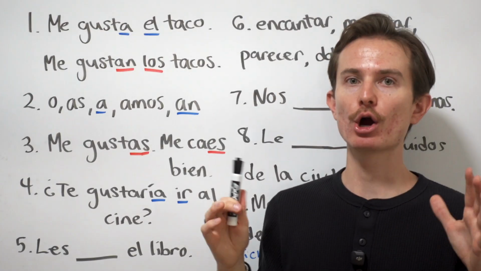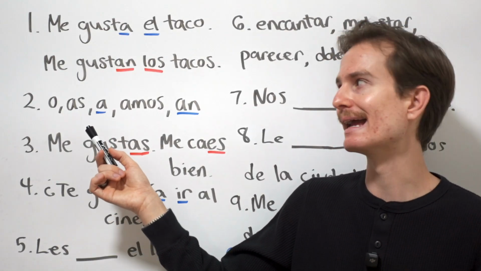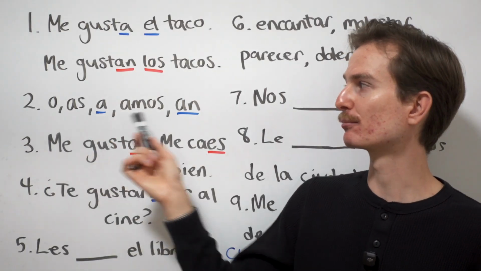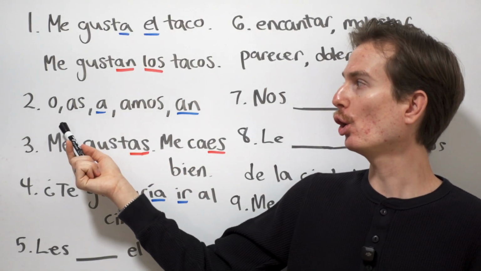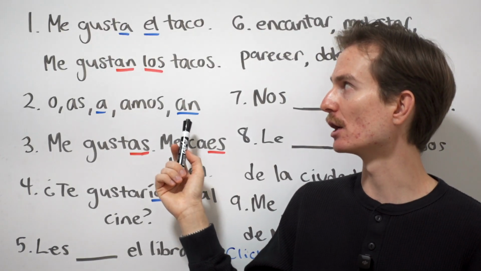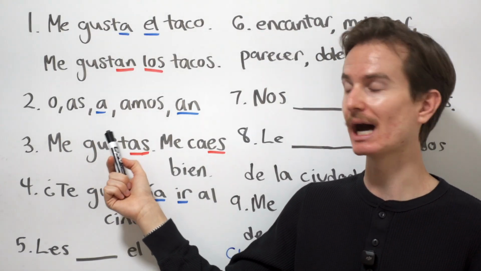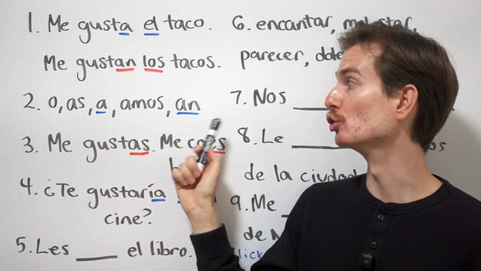All right, so our conjugation for the verb gustar is just like any other regular AR verb in Spanish. So this is the present tense. We have o, as, a, amos, an. Okay, so it would be gusto, gustas, gusta, gustamos, and gustan.